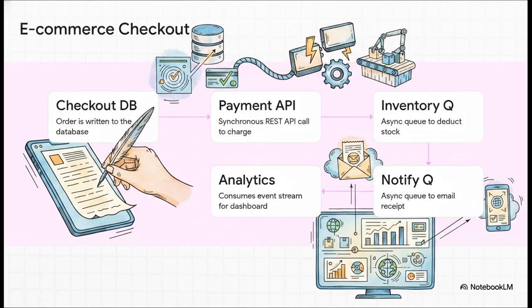Step 3. Once it's paid, it drops an event into an asynchronous queue for the inventory service to deduct the stock. Step 4. The notification service also reads from that exact same queue to email the customer a receipt. This is async because the user shouldn't be blocked waiting for a slow email server to respond. And finally, Step 5. Downstream, the analytics engine consumes a continuous event stream of all these actions to update the company's real-time dashboards, entirely without impacting the core transaction flow.